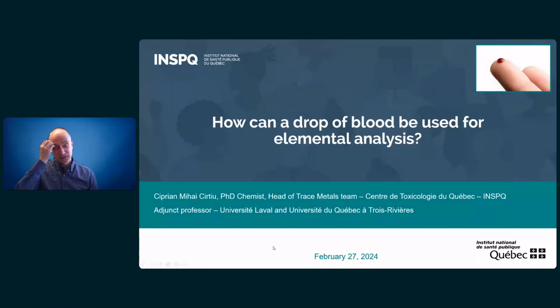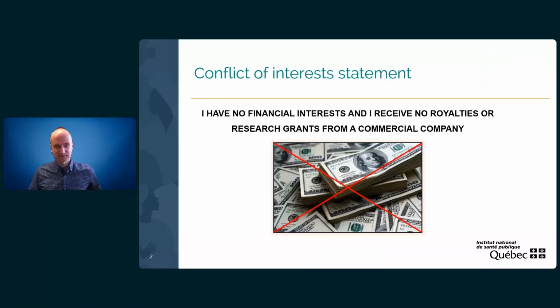I'm a PhD chemist and head of a trace metal team at the Centre de Toxicologie, which is part of the INSPQ, Institut National de Santé Publique du Québec. I also hold a position as an adjunct professor at Université Laval and the Université du Québec à Trois-Rivières. It's my pleasure today to entertain you on how a drop of blood can be used for elemental analysis.